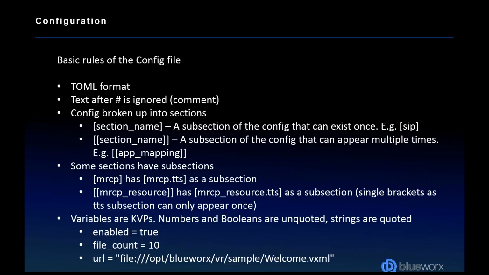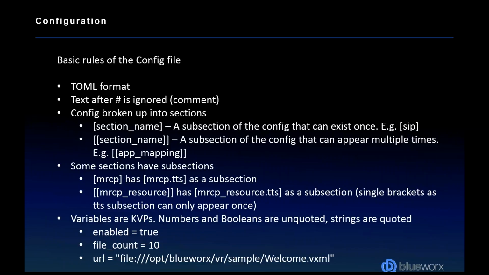For example, you'll have that for your app mappings, which maps the user part of a SIP URI to a VoiceXML or CCXML application. So they need to appear multiple times. Some of these sections have subsections. So an obvious one is MRCP with a TTS subsection, and MRCP resource with also a TTS and also a reco subsection. This is just to help categorize all of the settings.